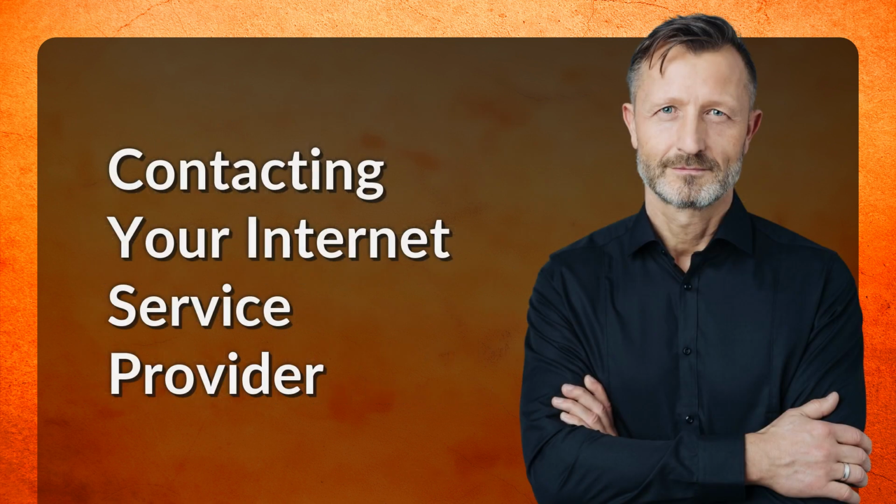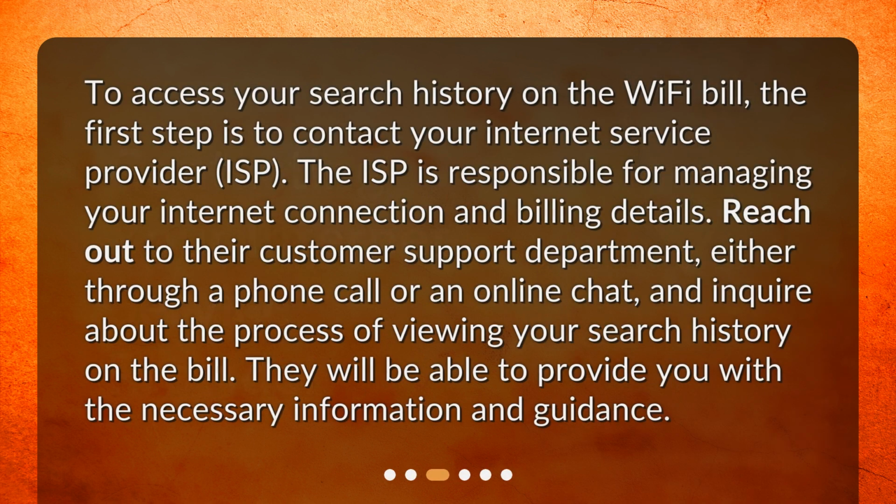Contacting your internet service provider. To access your search history on the Wi-Fi bill, the first step is to contact your internet service provider, ISP. The ISP is responsible for managing your internet connection and billing details. Reach out to their customer support department, either through a phone call or an online chat, and inquire about the process of viewing your search history on the bill. They will be able to provide you with the necessary information and guidance.